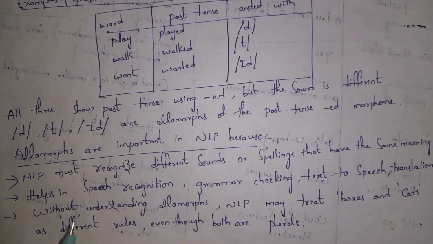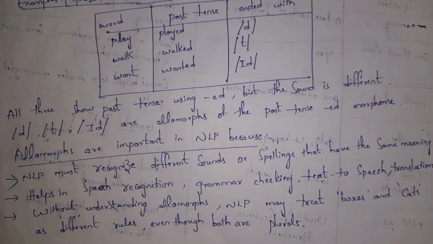And these allomorphs are important in NLP because NLP needs to understand that different sounds or spellings have same meaning. NLP needs to understand that even though there are different sounds and spellings, meanings will be same for some words. And for speech recognition, for checking errors in grammar, for text-to-speech conversion, and for translating text from one language to other language, NLP needs to understand these allomorphs.